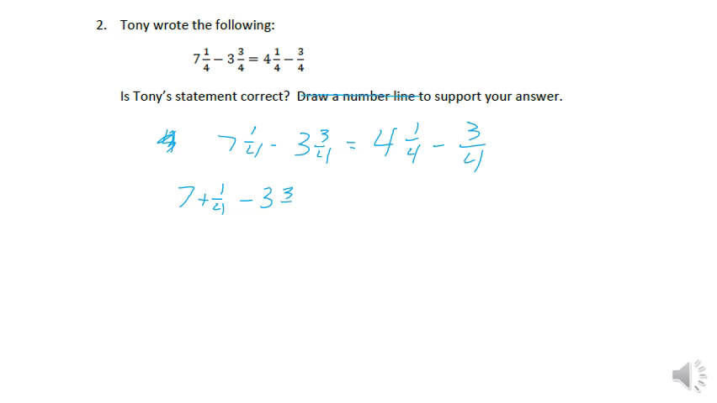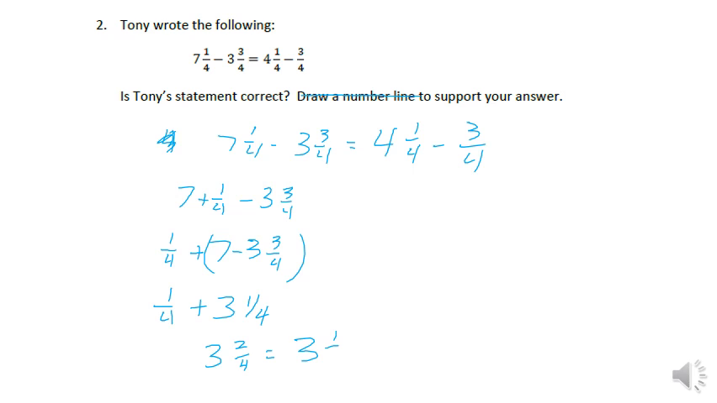3 3/4 on this side, which I'll change it to 1/4 plus 7 minus 3 3/4. So I can subtract these two, and I get 1/4 plus, I know 1/4 gets me to 4, and then 3/4, so I know that's going to be 3 1/4. And 3 1/4 plus 1/4 is going to give me 3 2/4, which is equal to 3 1/2.